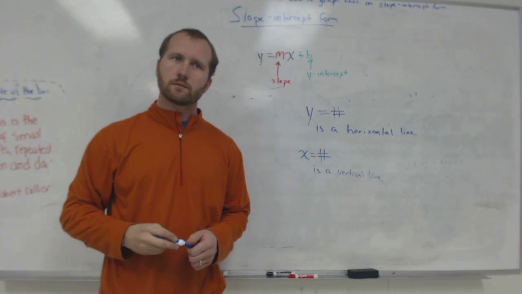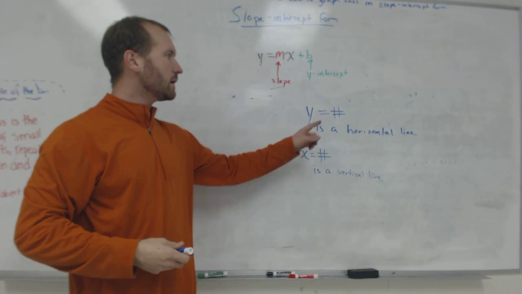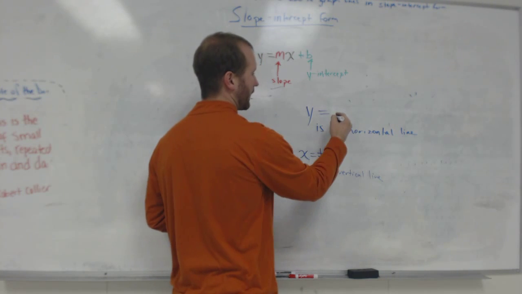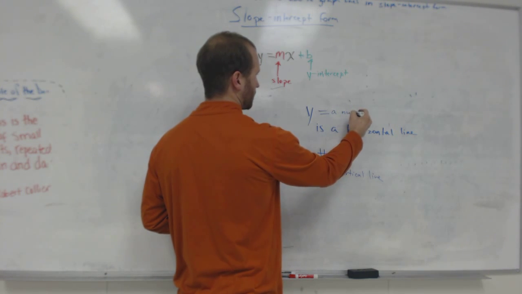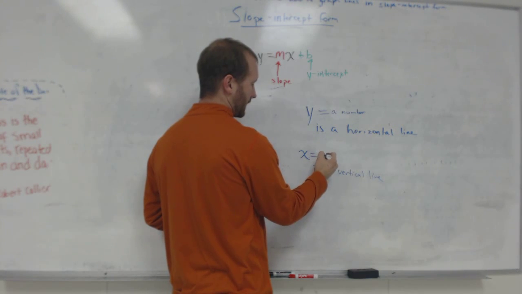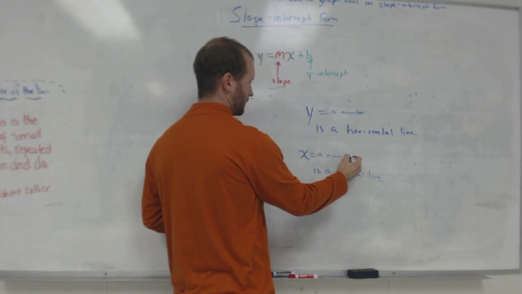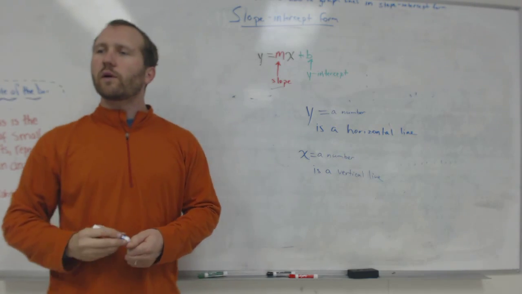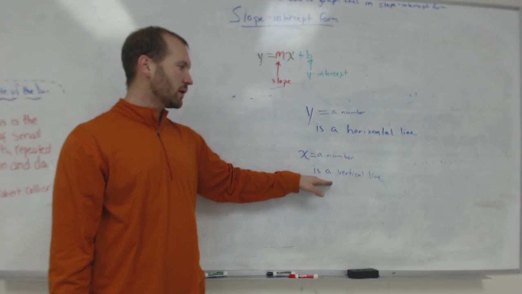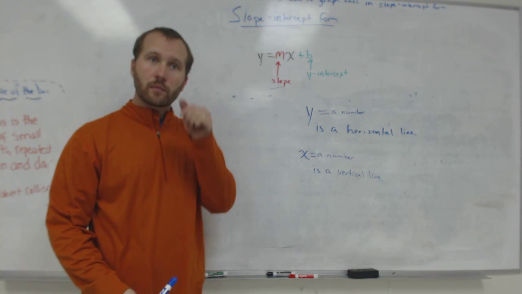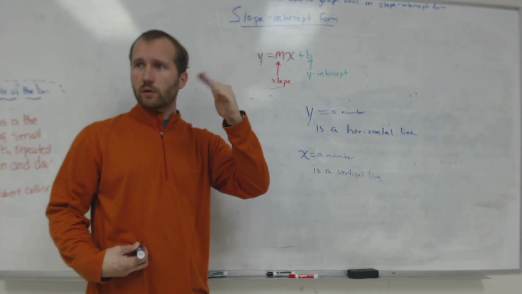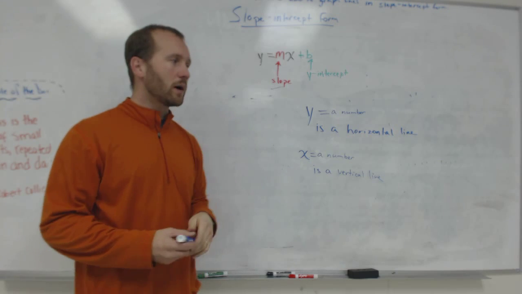So when this is a number, y equals a number. If you want in your notes to actually write a number, that's fine. So if y equals a number, you have a horizontal line. If x equals a number, you have a vertical line. If you have both y and x, then you have a line that has slope to it.